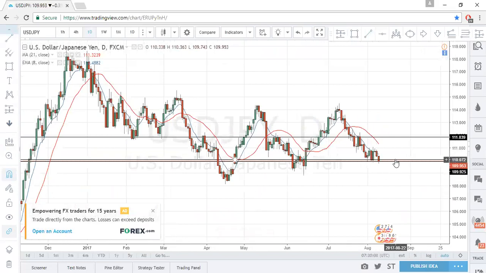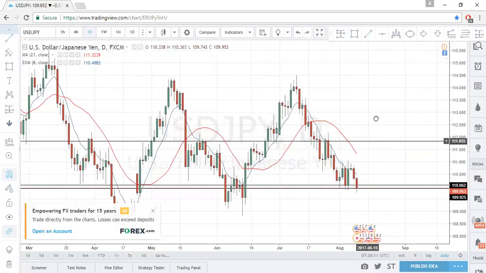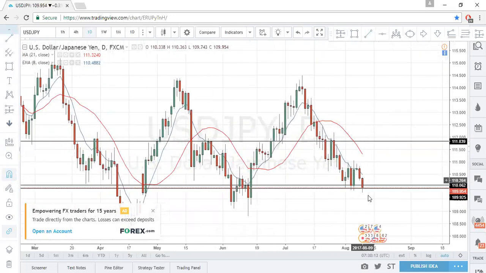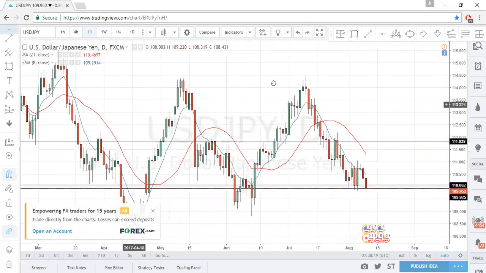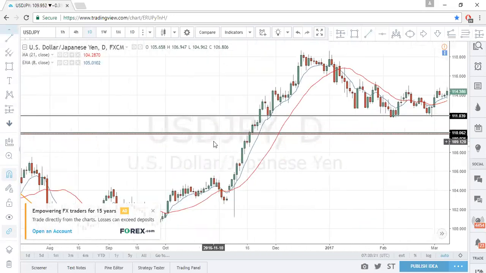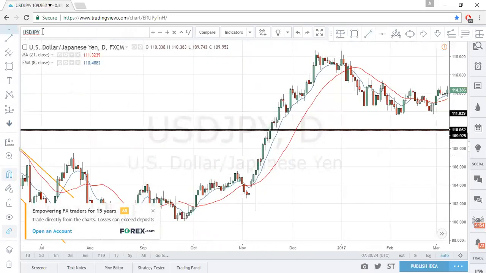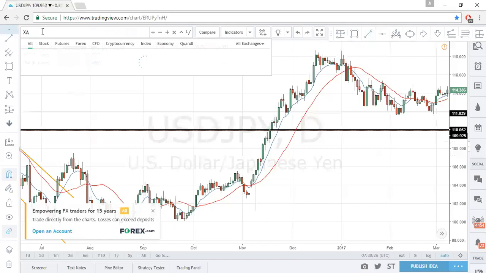What did I say about this line here yesterday for USD JPY? It came directly here. I even said that for gold too as well, right? There are a billion trends you can see. Let's try gold, XAU USD.